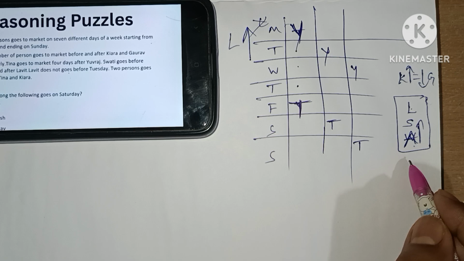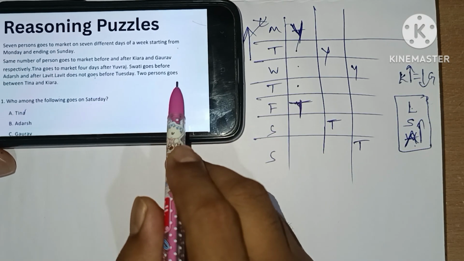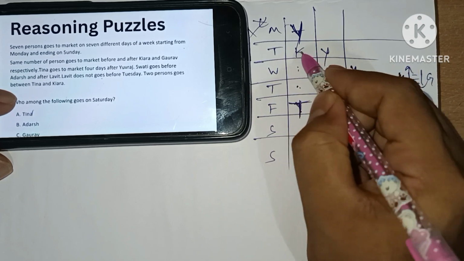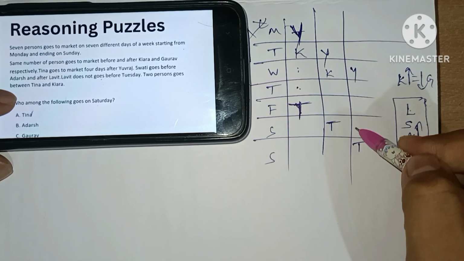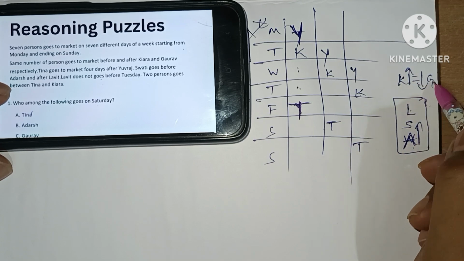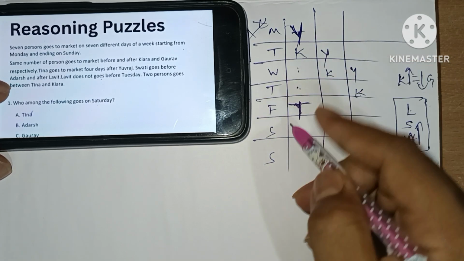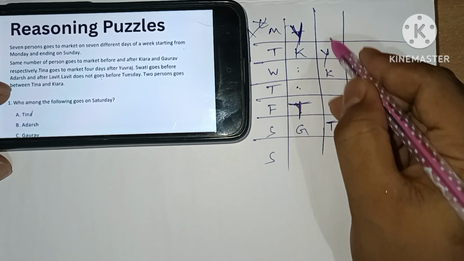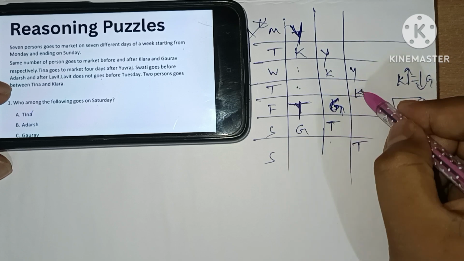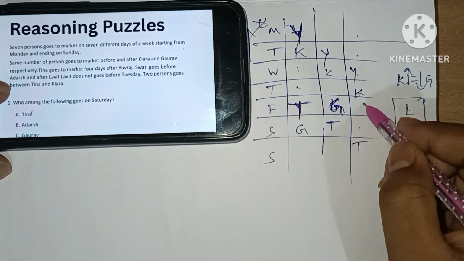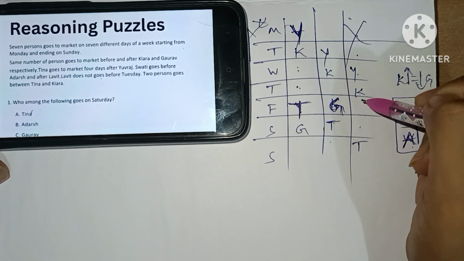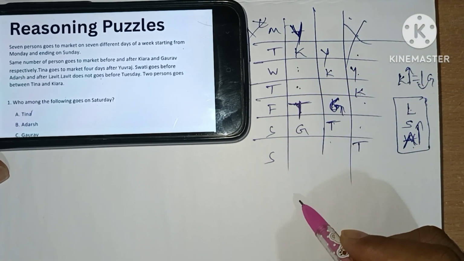Next one: 2 persons go between Tina and Kaira. This is Tina, so Kaira will be here. In this case, Kaira's place is here. Kaira's above count equals Gaurav's below count. So Kaira has only 1 above, and this is the place for Gaurav. There are 2, 1, 2. This is the place for Gaurav. In this case, 1, 2, 3, we cannot place Gaurav here. So this case fails, and we have 2 possibilities.